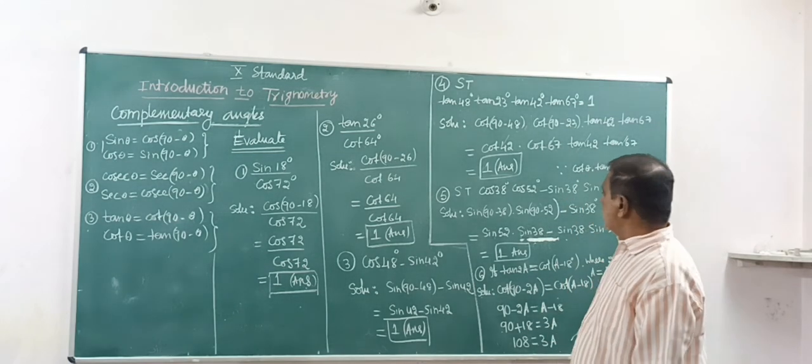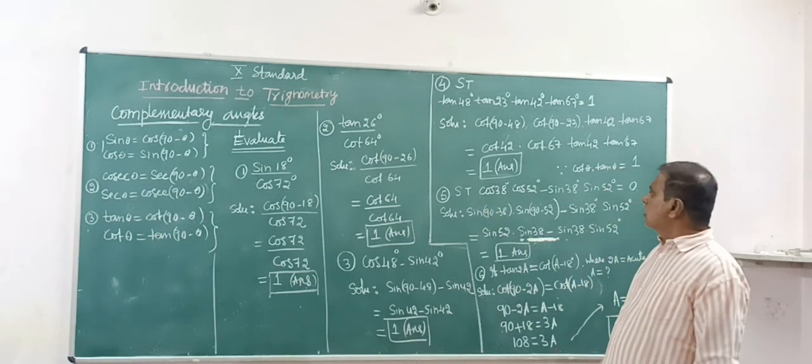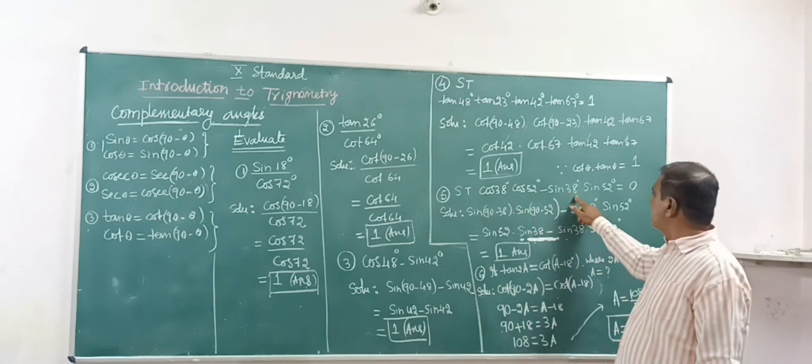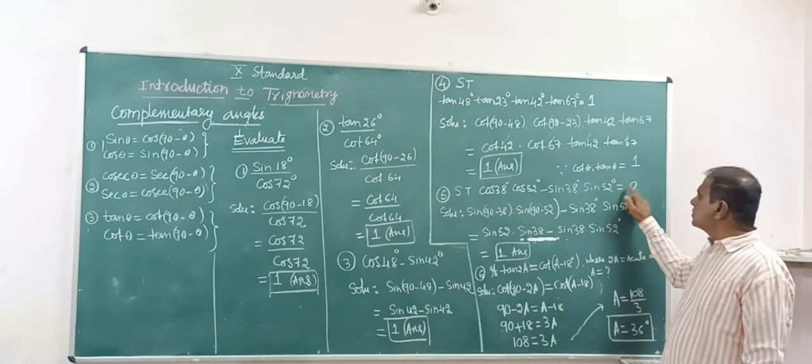And another one, you have to show that cos 38 degrees into cos 52 degrees minus sin 38 degrees into sin 52 degrees equals 0.